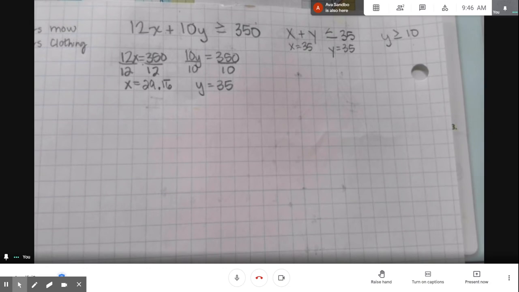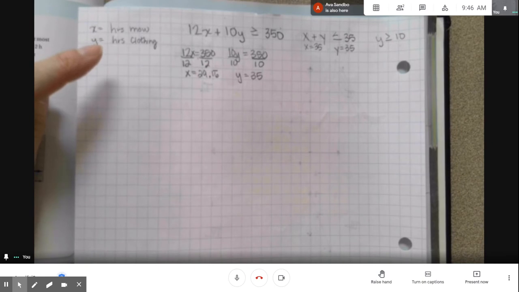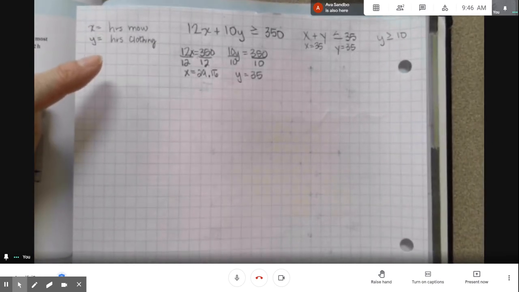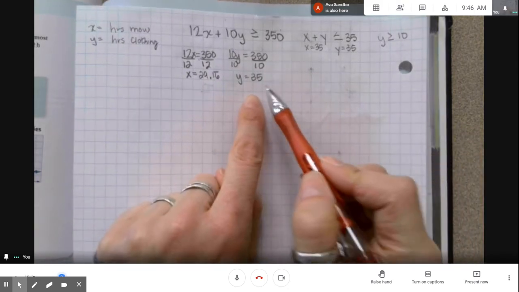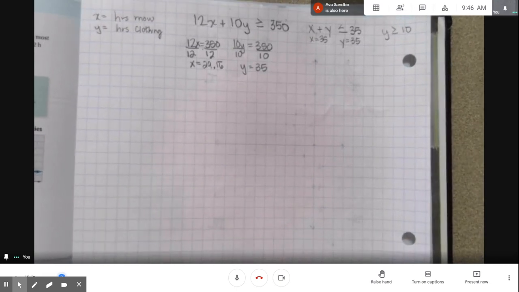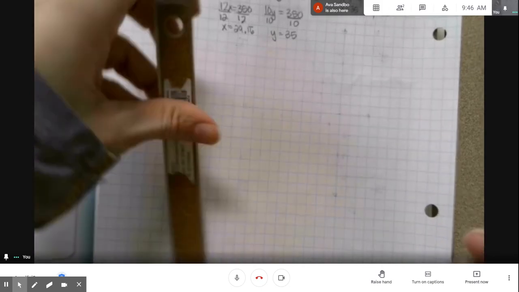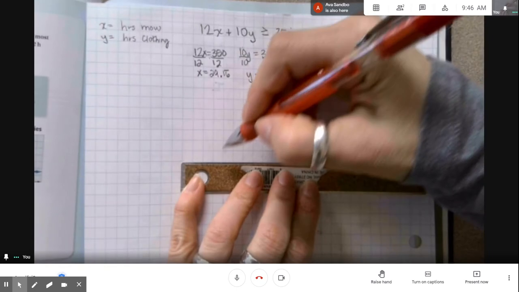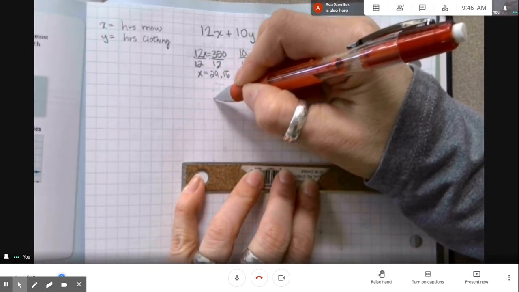All right, let's start making our graph. We got all of our x and y intercepts, that went really fast. We need to put mowing on the x-axis and clothing on the y-axis. And our highest intercept is 35, so we can probably count by 5s, right? We don't need to make this a huge graph.